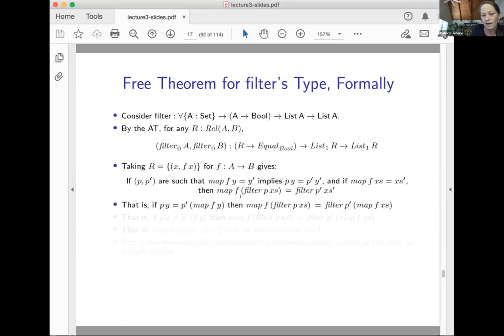Okay, well, just unpacking this first bit a little bit, it says that if P of Y is P prime of map F Y, because now my Y prime is map F Y. So if P of Y is P prime of map F Y, then, and now I'm going to inline this piece, map F filter P X's is filter P prime, and I've just substituted in for X prime, X's prime.